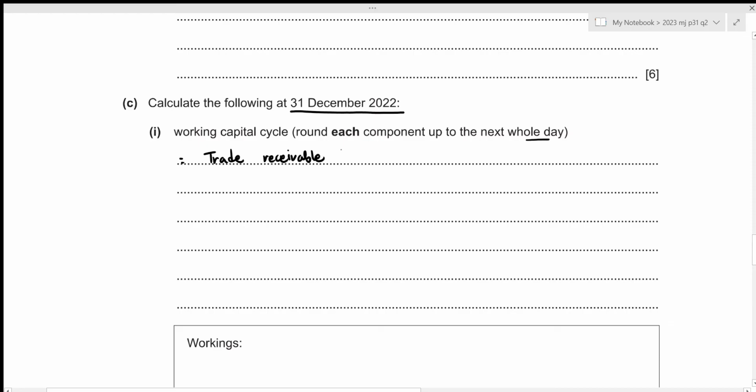So we start with trade receivable turnover. Then we add our inventory turnover. Then we just need to subtract our trade payable turnover. Okay, so you need to show your workings right here, but I'm just going to calculate all of these three figures above.